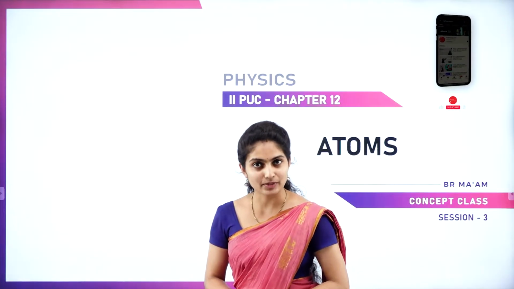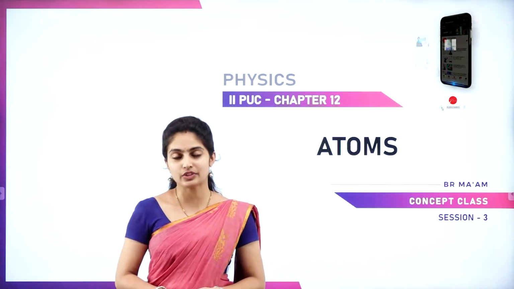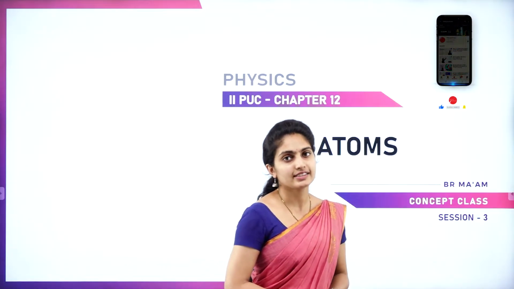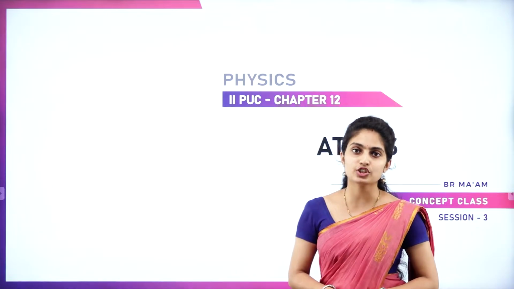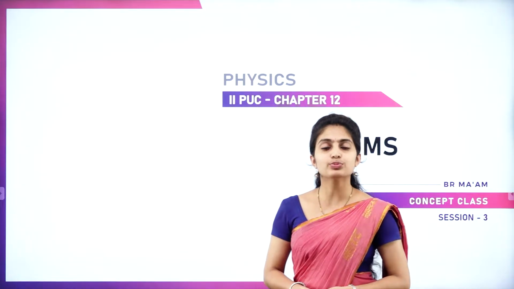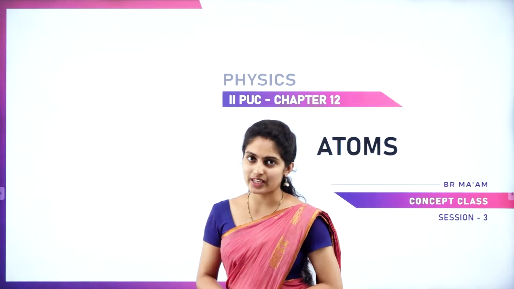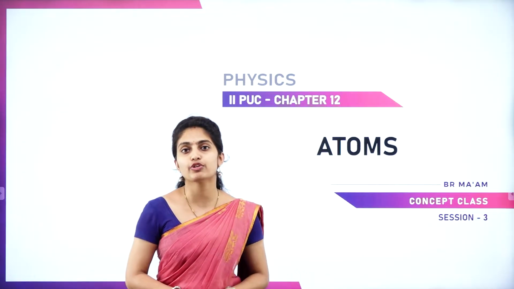Session 3 of Chapter 12, Atoms. In today's class, let us look into two derivations. One is the orbital speed of an electron which is revolving around the nucleus, and secondly, the energy of the electron which is revolving in the nth orbit. So let us look into these two derivations which are very important for 5 marks.